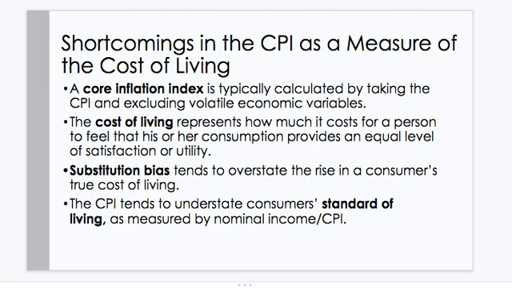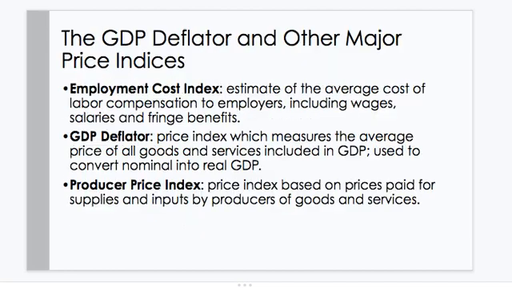cost of living. Continuing on, a core inflation index is typically calculated by taking the CPI and excluding those volatile economic variables. The cost of living represents how much it costs for a person to feel that his or her consumption provides an equal level of satisfaction or utility. Substitution bias tends to overstate the rise in a consumer's true cost of living. The CPI tends to understate consumers' standards of living as measured by nominal income divided by CPI.